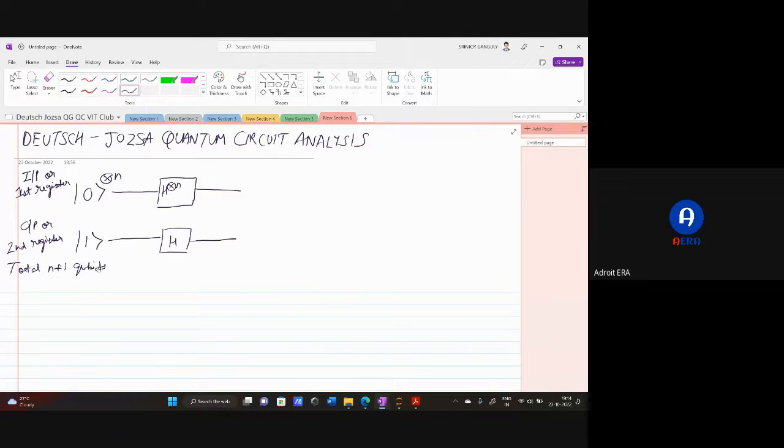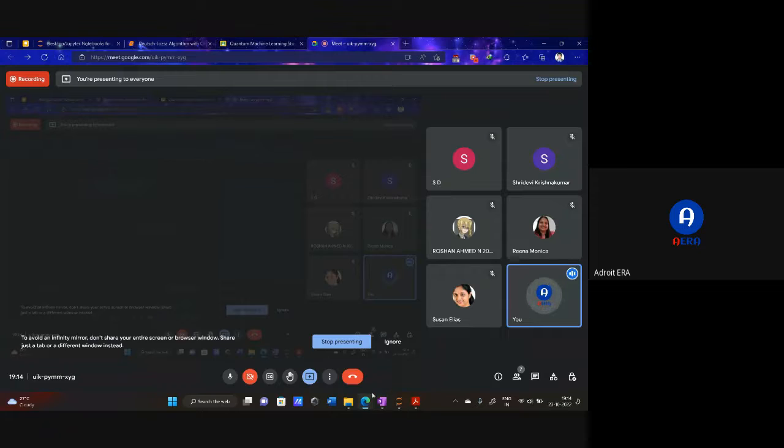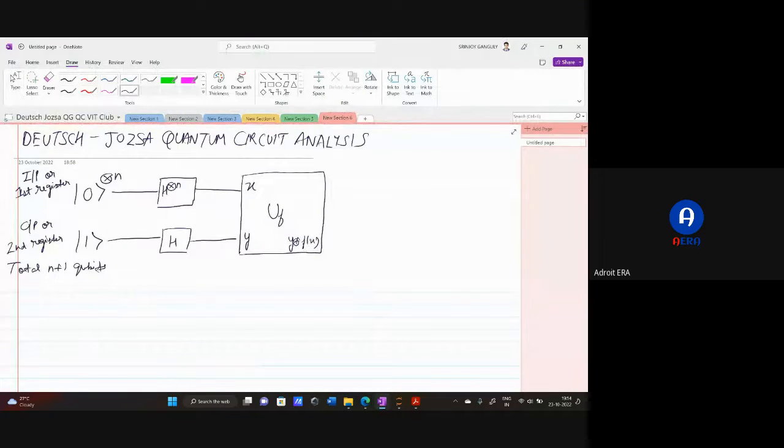Then we are going to draw the oracle again. We draw our unknown function, uf, which takes inputs x, y, and outputs x, y XOR f(x), with the same notations. The structure is very similar, so you can compare it with the structure in the Deutsch algorithm. Again we will have measurement, and that's it. Again, here we do not do anything to the second qubit.